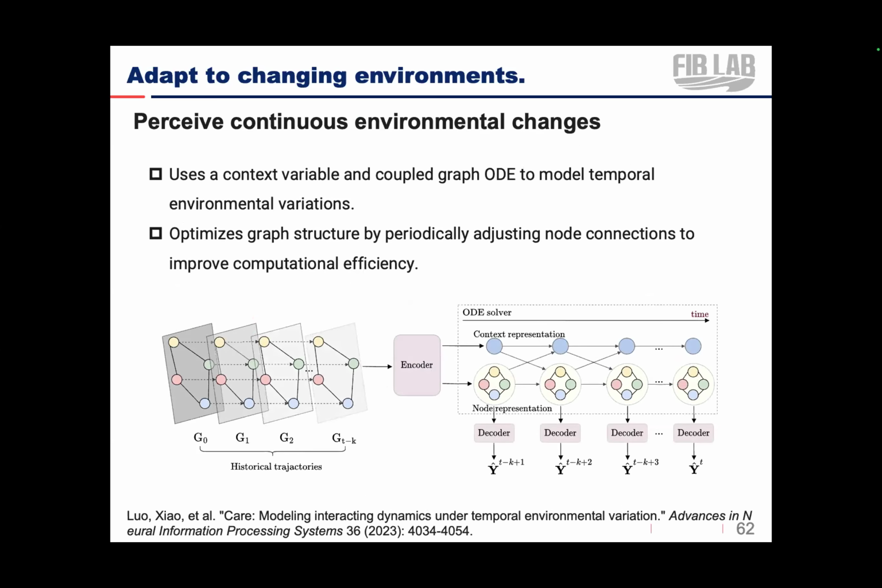For gradual changes like urban traffic patterns evolving over days, the authors of this paper use context variables and graph ODEs to update connections dynamically, and this adapts to slow environmental shifts, ensuring the simulations stay accurate without retraining from scratch. And it is critical for long-term forecasting in domains like urban planning.